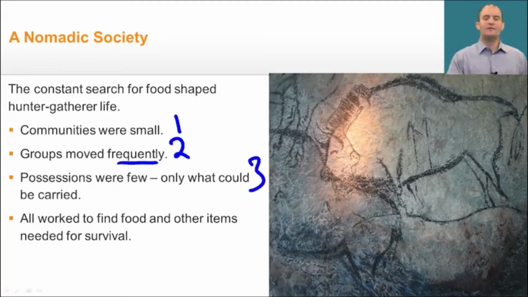Third, possessions. They were very few, only what could be carried. Remember, they're hunting or they're gathering and they're constantly moving, so it doesn't make sense to have a huge amount of possessions with you. And fourth, they all work to find food and other items needed for survival.